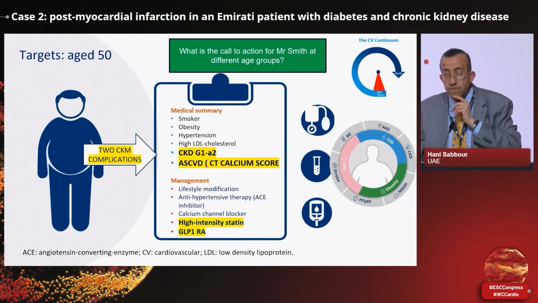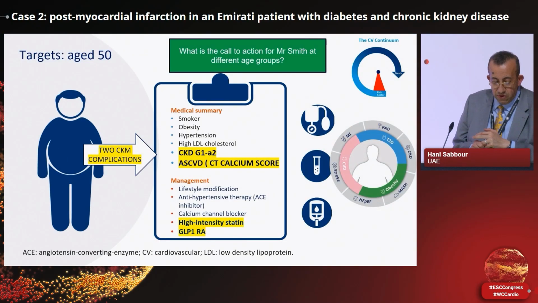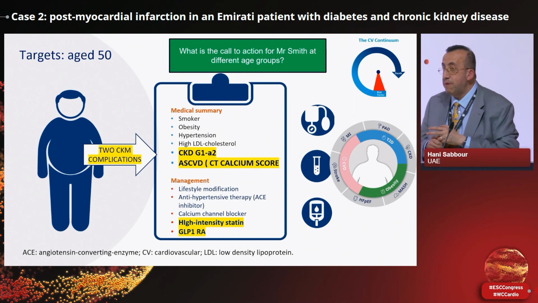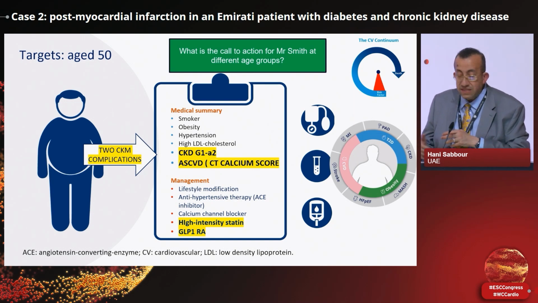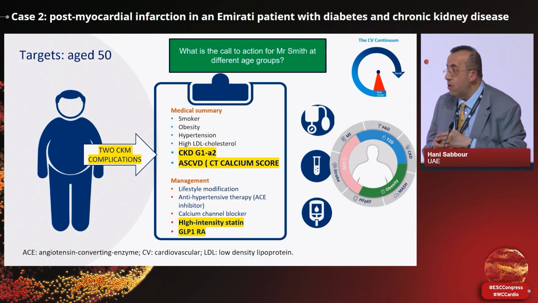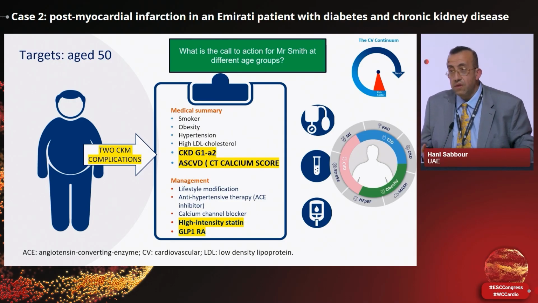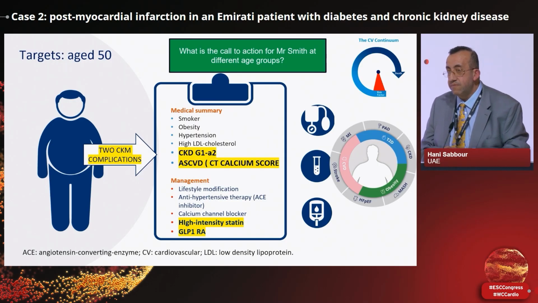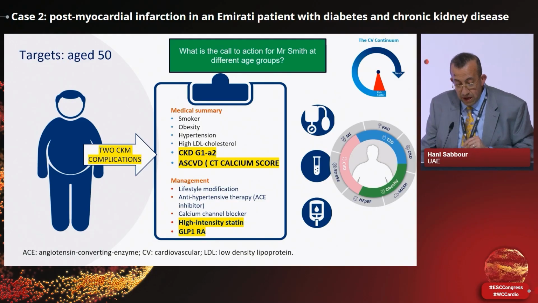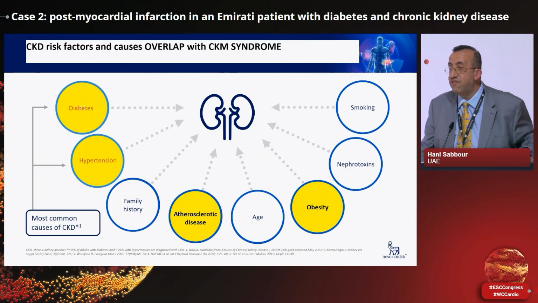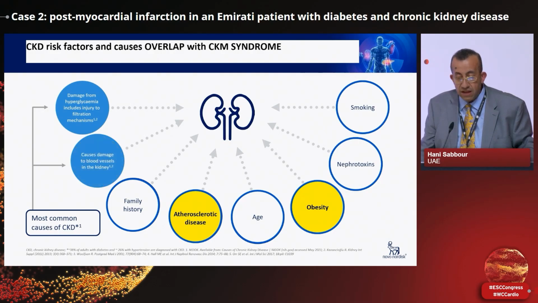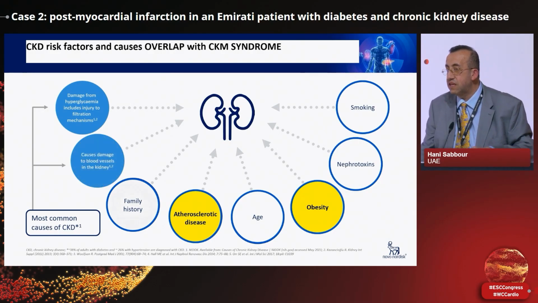So what are we going to do? When you have CKD, you add what? SGLT2, GLP-1 receptor agonist. If you have ASCVD, based on your calcium score, high-intensity statin, lipid lowering as well. So these are the things that need to be done to this patient. Unfortunately, it wasn't. So just to remember, all of these factors overlap. The CKD and the CKM are part of it. We can't ignore the fact that the same risk factors for CKD are the same risk factors for CKM.